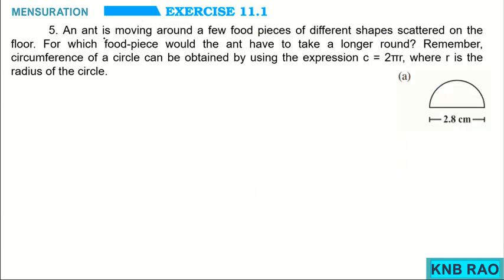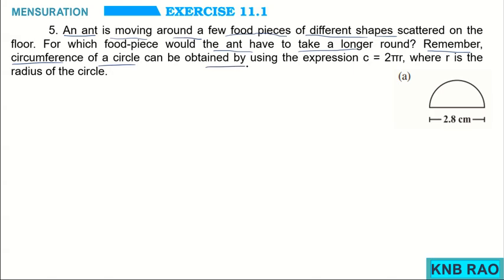In question number 5 they gave 3 sub questions. One is sub question A, the shape is semicircle. Here the question is, an ant is moving around a few food pieces of different shapes. This is a food piece of shape semicircle scattered on the floor. For which food piece would the ant have to take a longer round? This is what they asked. Ultimately they are giving a hint.